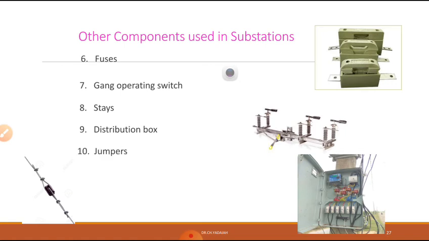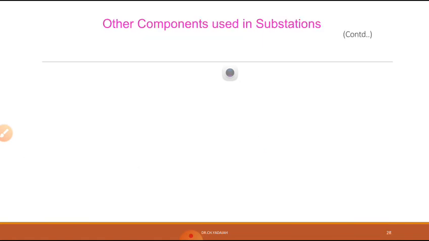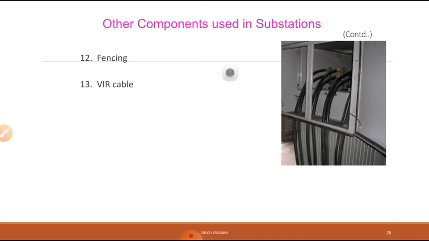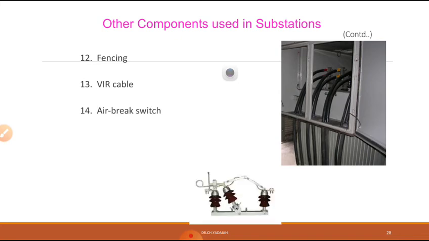Now jumpers generally used in cut points, and anti-climbing devices to avoid unauthorized persons climbing the pole, and other components. Fencing is also generally used because electricity is very dangerous. And there is VIR cable, vulcanized Indian rubber cables. You can see these are the cables, and the cables are generally armored cables.